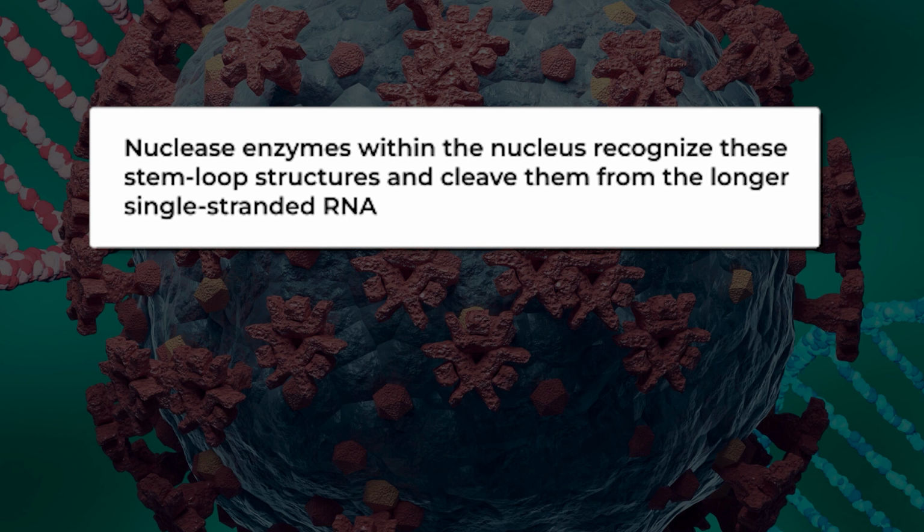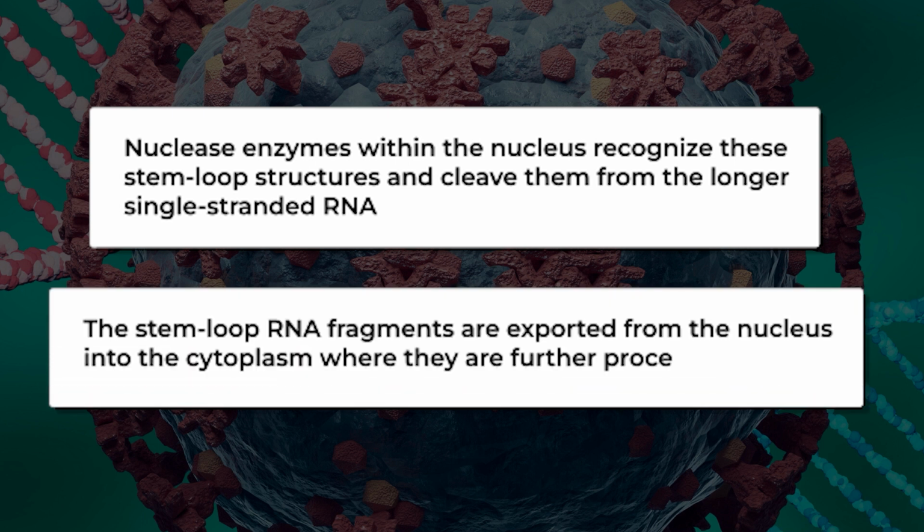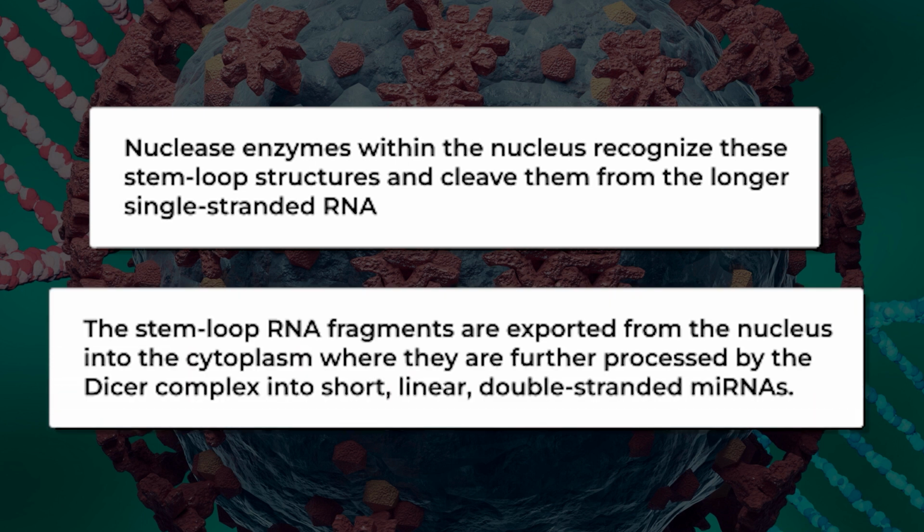Within themselves, they make a loop-like structure like this one, complementary to each other. The nuclease enzyme present within the nucleus recognizes the stem loop structure of the RNA and cleaves it from the longer single-stranded RNA. These stem loop RNA fragments are then exported from the nucleus into the cytoplasm, where they are called miRNA precursors. Further, they are processed by the dicer complex into short, linear, double-stranded miRNA. And this is how miRNA comes to the cytoplasm.